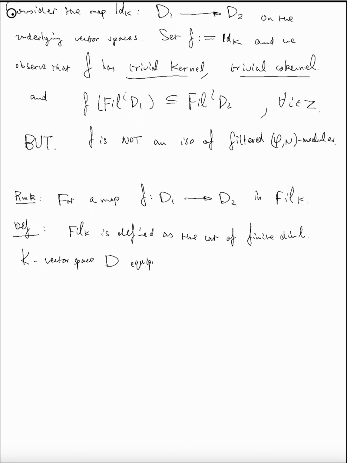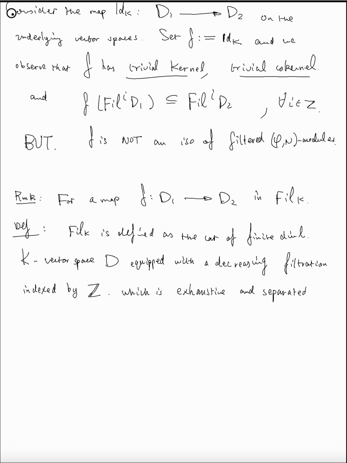equipped with a decreasing filtration indexed by Z, which is exhaustive and separated. So very similar as before, as you could guess. What are the conditions? Let me describe.